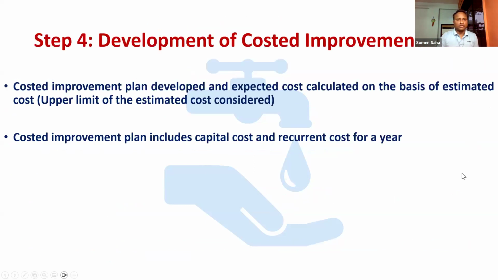Next slide. So based on this, we developed a costed improvement plan. The upper level estimates of cost were considered for developing the costed improvement plan. We calculated capital cost and recurrent cost for a year. Next slide, please.